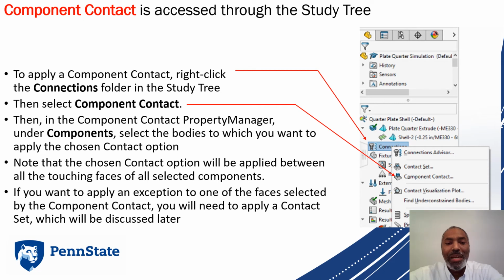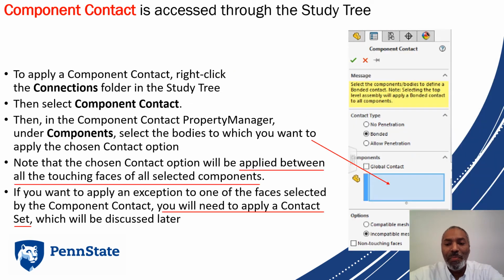Okay, so how do we get to this component contact? Well, it's accessed, as with most everything, through the study tree. So how do we do this? We can right-click on connections within the study tree, and that brings up another submenu within which we can select component contact. And then that brings up yet another menu.